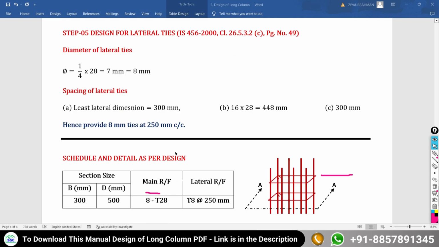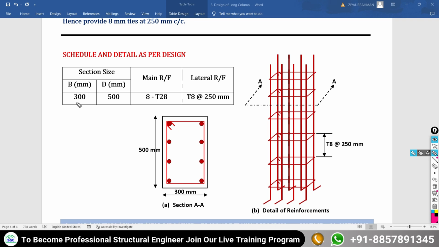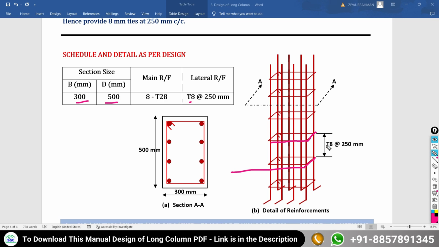After the completion of the design, we have to prepare the schedule and detail as per your design results. So the overall section size of the column is 300 by 500. Main reinforcement, that is the vertical one, is 8 bars of diameter 28 mm. Then lateral reinforcement is 8 mm dia at a spacing of 250 mm center to center. Here you can see in the figure, the lateral reinforcement is present here, and the spacing between the two lateral reinforcements is 250 mm center to center. And this is the sectional view of your section as 300 and 500.